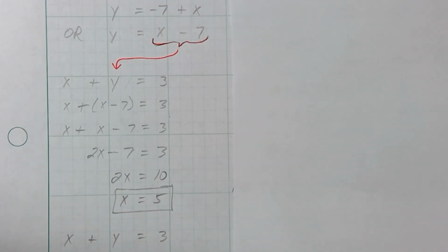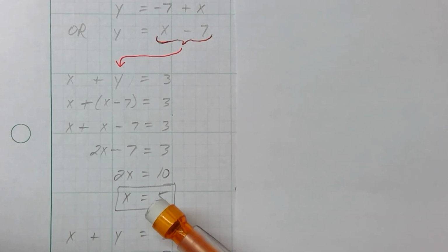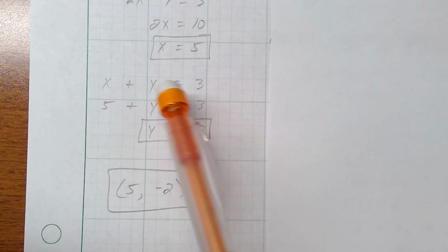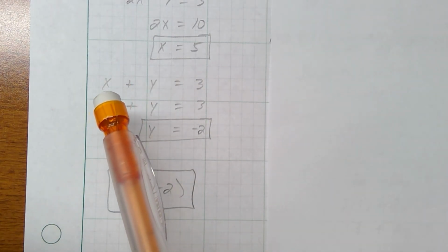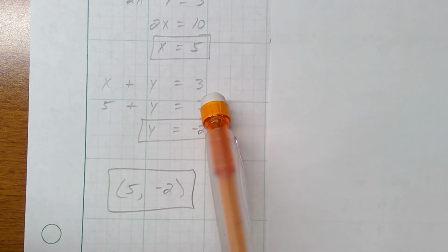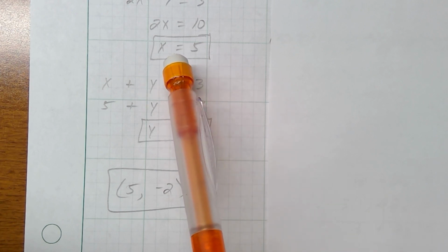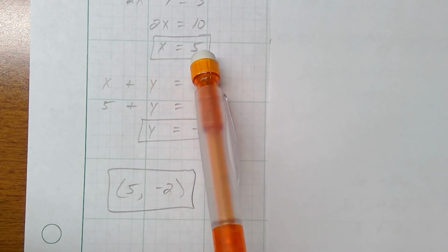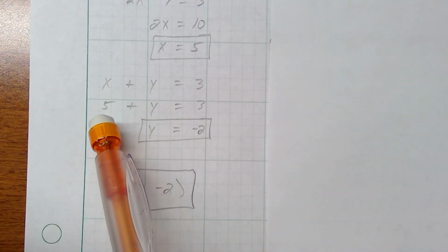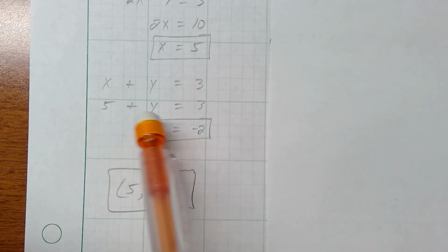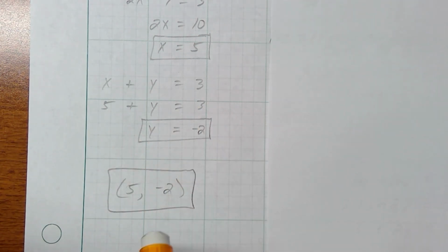There's our x value. To get our y value, we just go back up top to either equation, pick out whichever equation looks easier to you. I just grabbed the first equation, x plus y equals 3. Remember, equals means can be replaced by, so x can be replaced by 5. So here we go again. Take your x and replace it with 5. 5 plus y equals 3, minus 5, y must be -2.